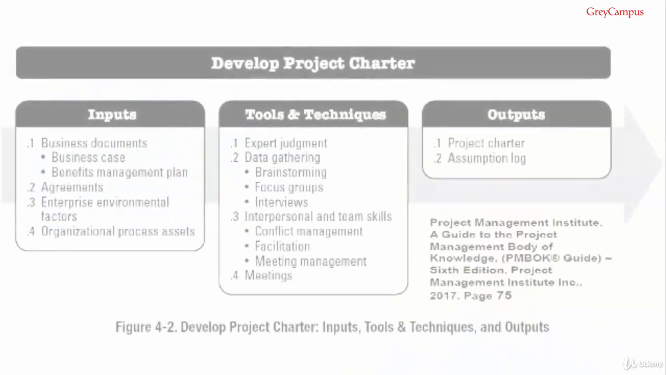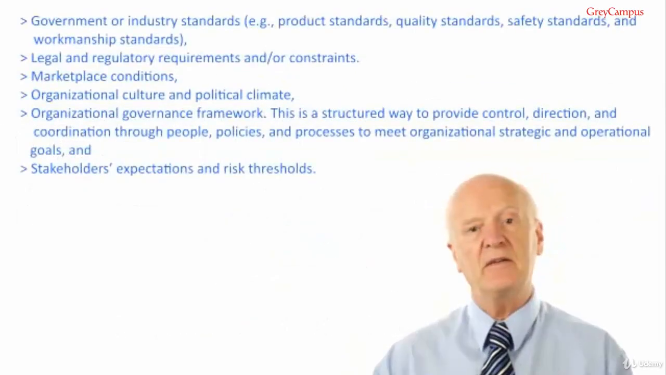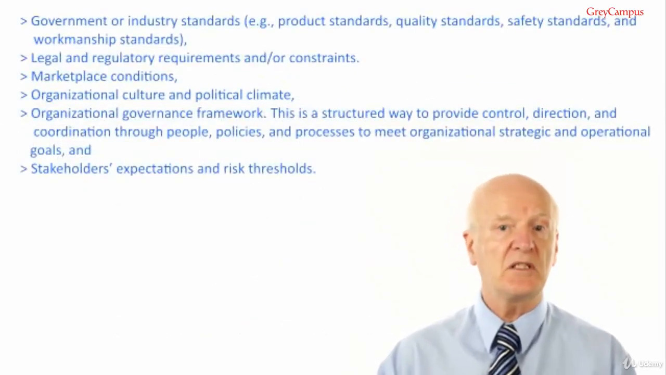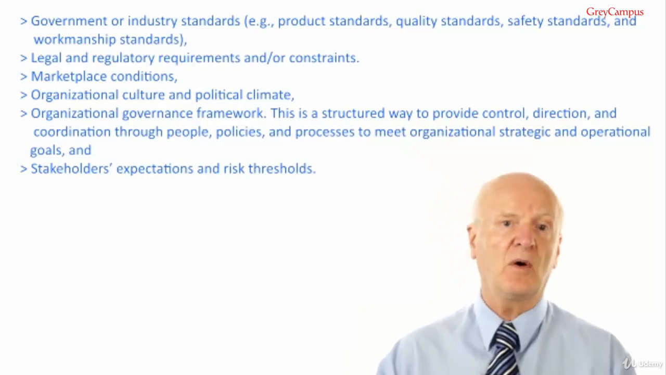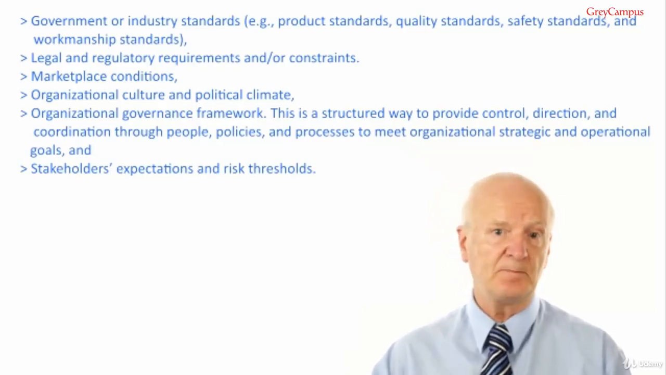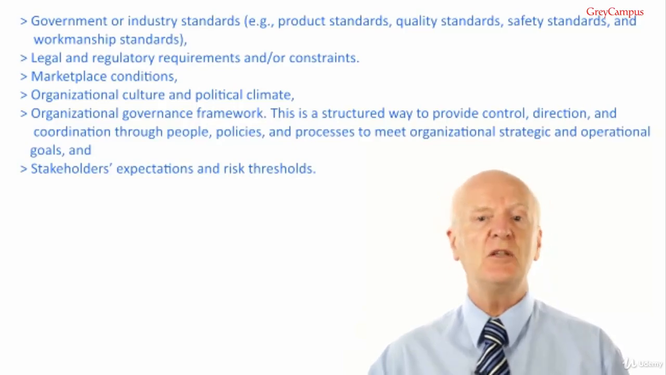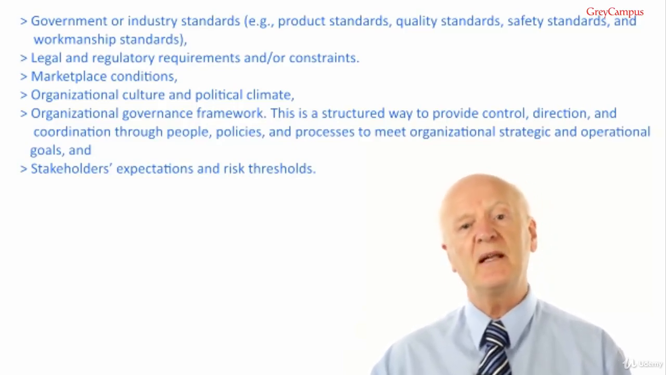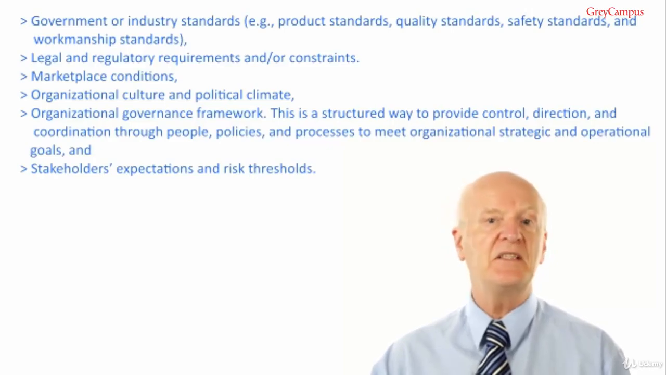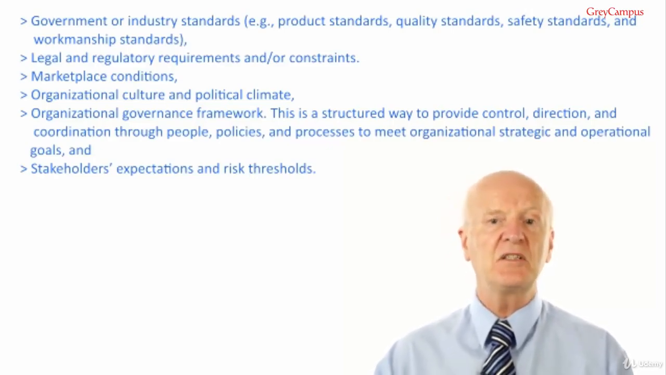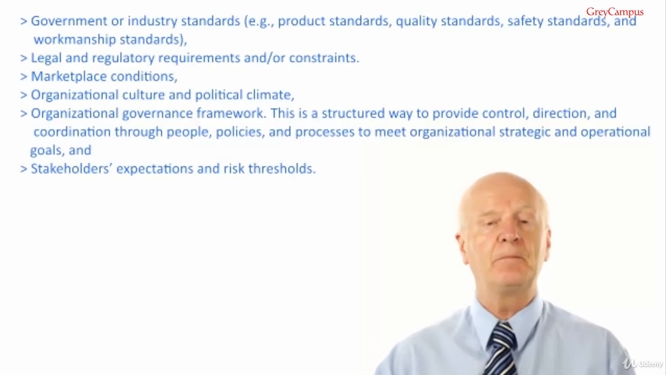Input number 3 is the enterprise environmental factors, and for this process they are government or industry standards, e.g. product standards, quality standards, safety standards and workmanship standards. Legal and regulatory requirements and/or constraints. What are constraints? Constraints are conditions that limit the project manager's ability to manage a project. For example, if the project manager is working towards a tight deadline, but the union will not permit any staff members to work overtime, then this is a constraint because it reduces the project manager's ability to meet the deadline.